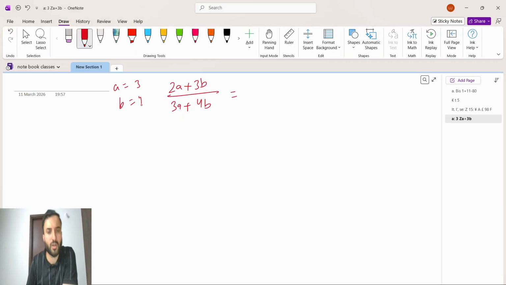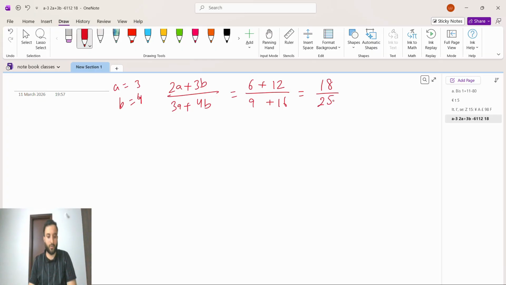B value we got 4. Khatam. Substitute. 3 times 6 is 6 plus 4, 3 times 12. Divided by 3, 3 times 9, plus 4, 4 times 16. So 12 plus 6, 18, by 16 plus 9, 25. Will it get cancelled, 18 and 25? No. So the correct answer is 18 is to 25.